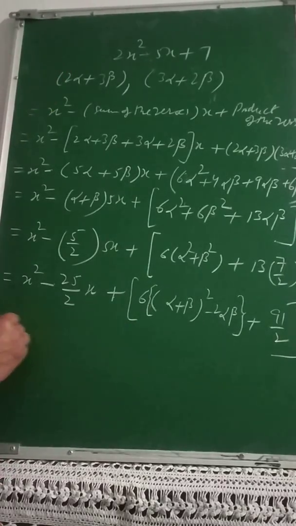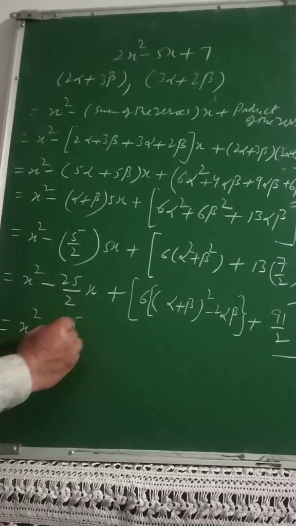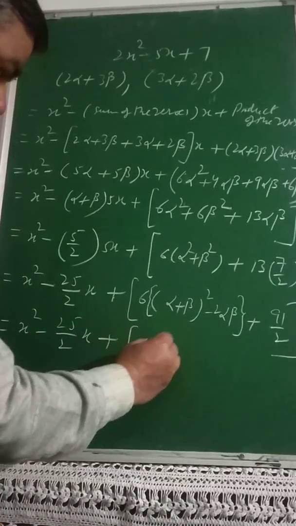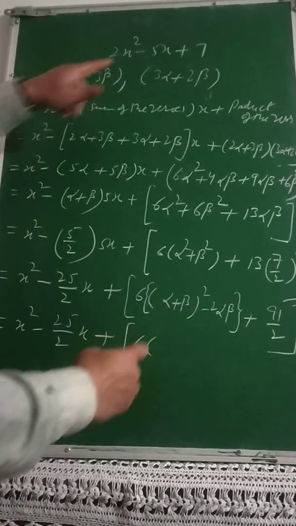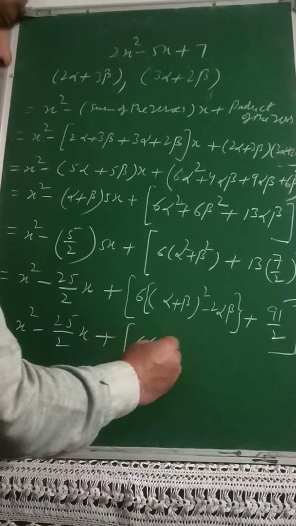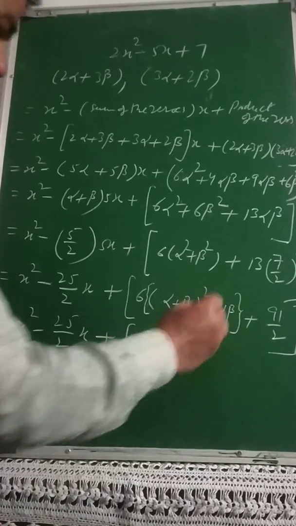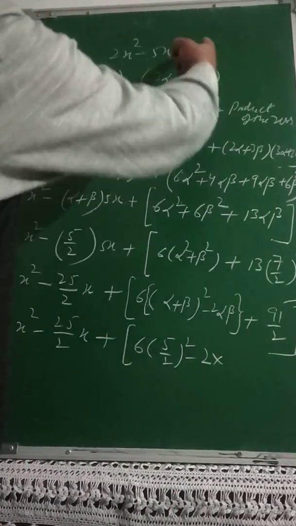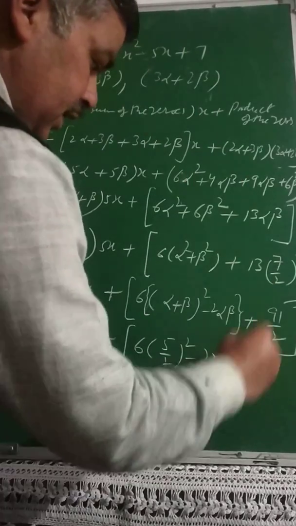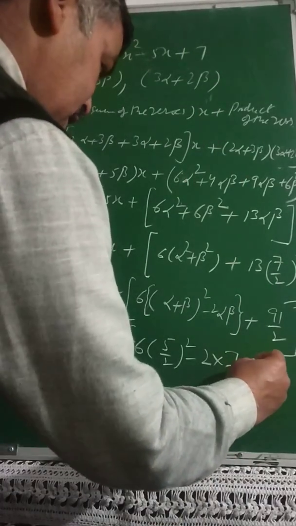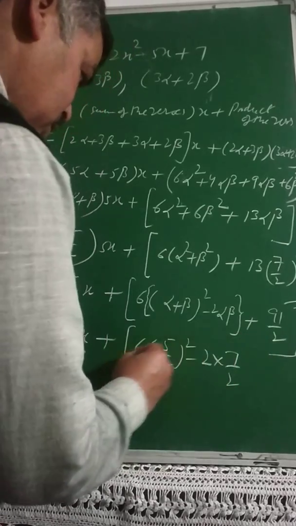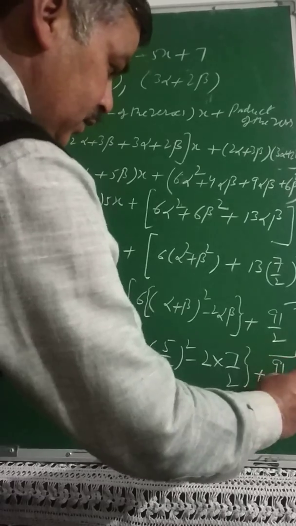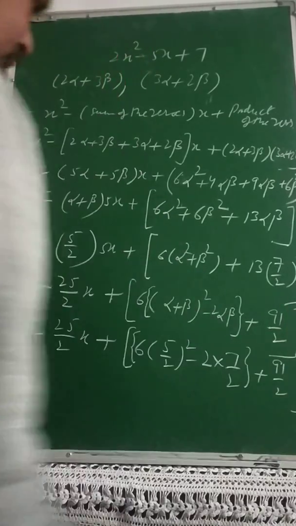Now x square minus 25 upon 2x plus here 6. What is alpha plus beta? Again minus b upon a, that is 5 upon 2 whole square. Minus 2 alpha beta means minus 2 into 7 upon 2. So I can write 7 upon 2 and then close this bracket, plus 91 upon 2, and close this bracket.